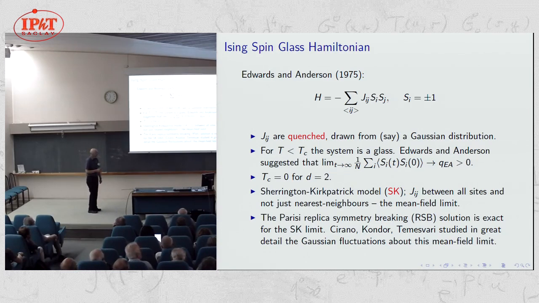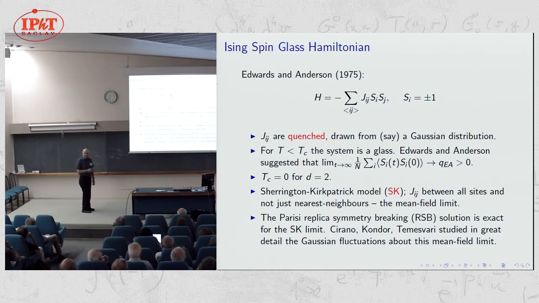And what Edwards and Anderson claimed, in fact demonstrated with approximations, was that there was an order parameter, QEA, which was a long time limit of this correlation function here. So below a certain temperature Tc, the system in a sense remembers its initial orientations. Its overlap onto its initial orientation is QEA, and it was non-zero. Now, one thing we know about this problem is there's no transition in 2 dimensions.